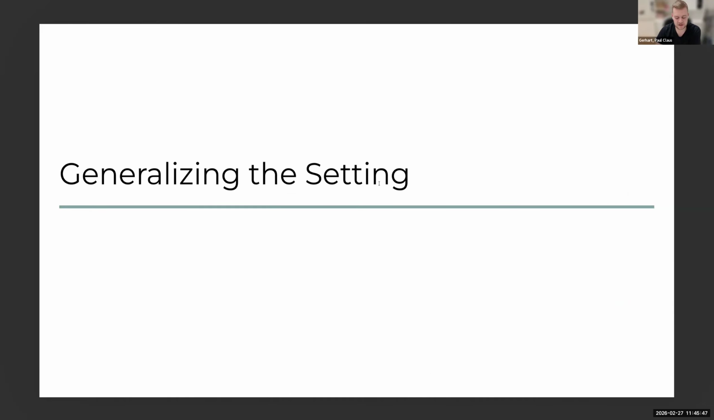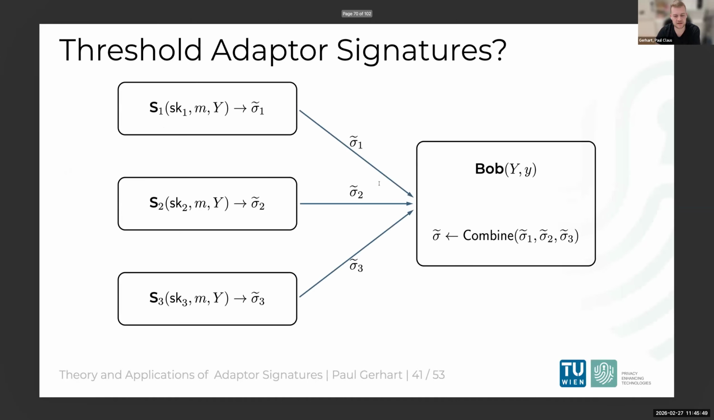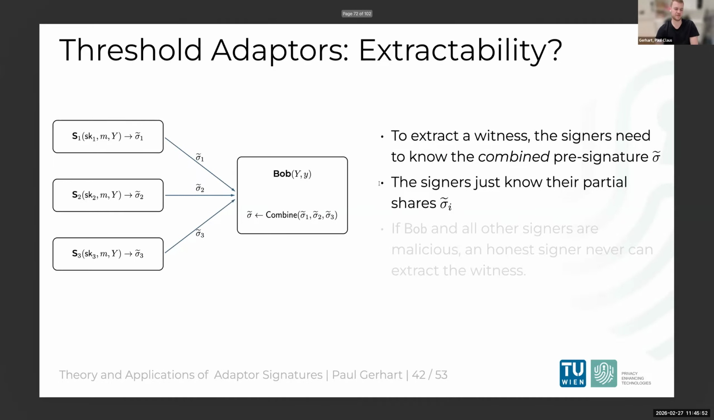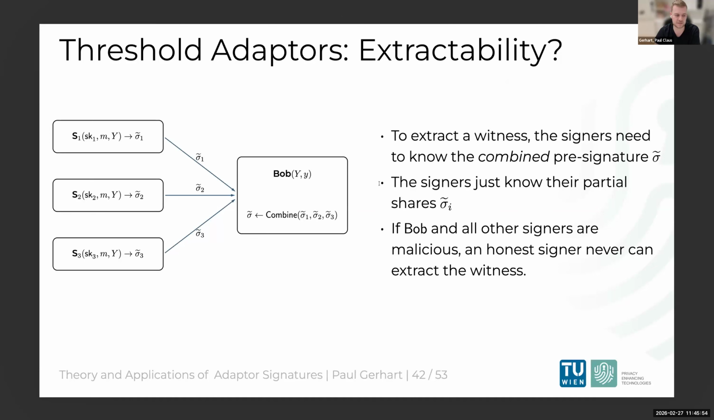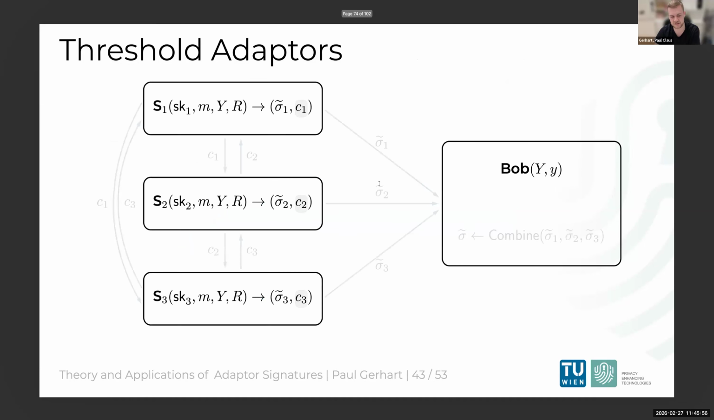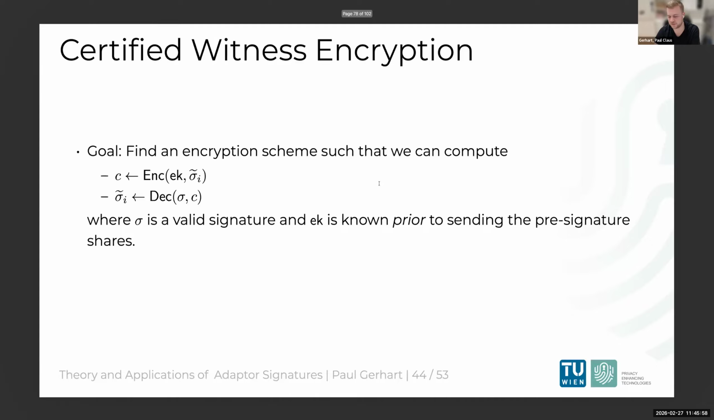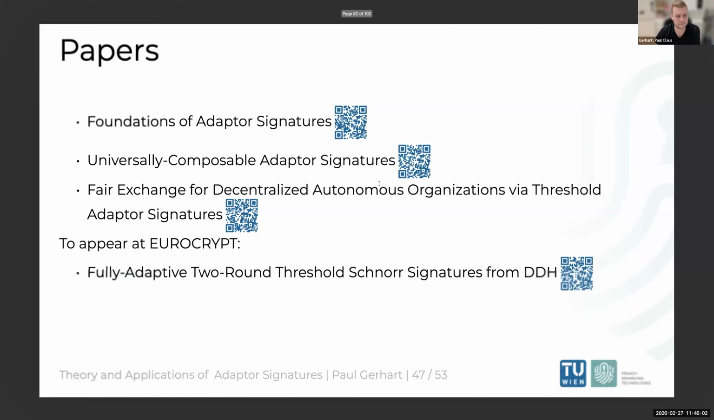Then looking at the time, I think I will skip this part of the talk. In here, I wanted to talk about how to thresholdize the setting between multiple buyers and multiple sellers. You can just look at the slides, which I guess we will upload, or look at the paper to see what's going on. These are the papers.